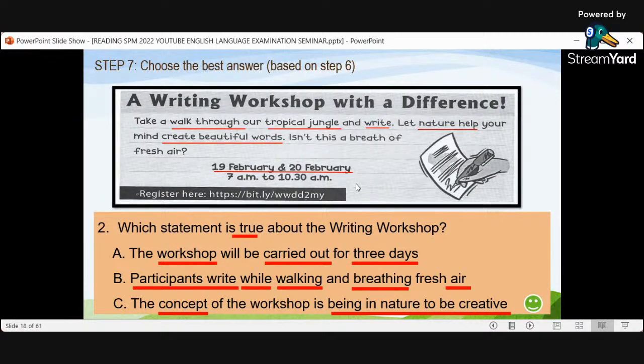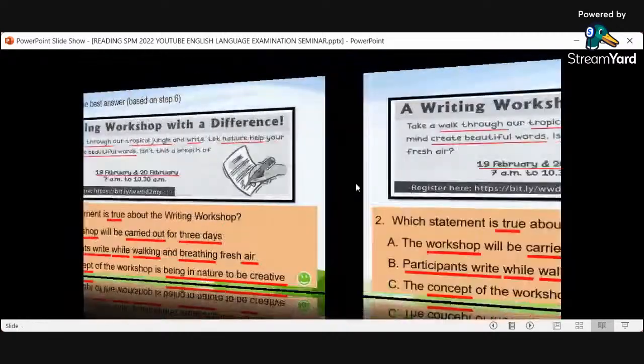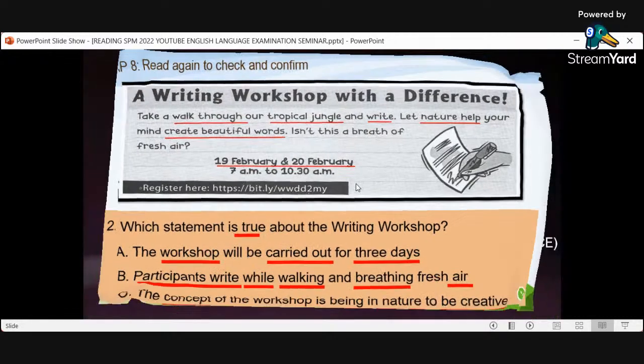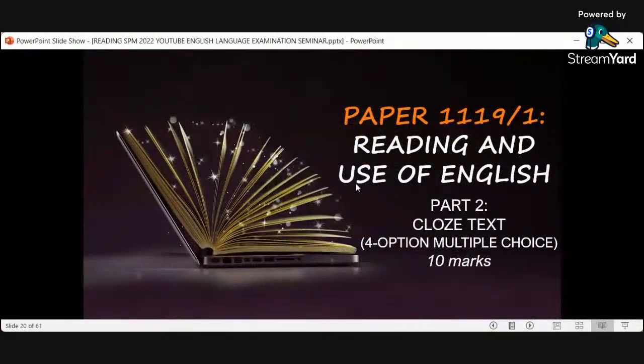Sometimes the distractor is there to make you choose the wrong answer. So you need to carefully think and choose the best answer. All right, read again and check and confirm. Okay, let's look at part 2. Any questions for part 1? No. So let's look at part 2, close text.